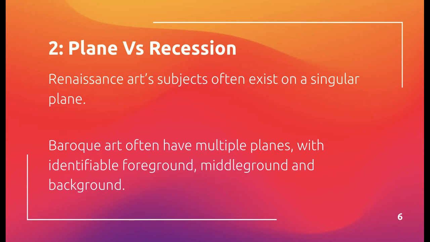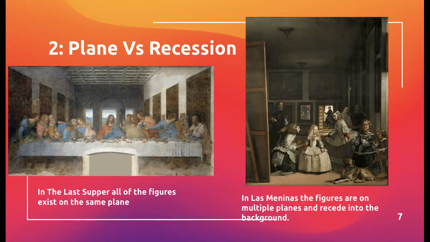The second difference is plane versus recession. Renaissance art subjects often exist on a singular plane, whereas Baroque art has multiple planes with an identifiable foreground, middle ground, and background. So here's what that looks like.